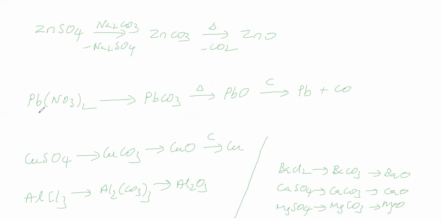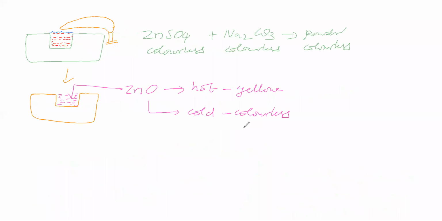Okay. Next salt we'll take. Lead nitrate is a colorless salt. Lead carbonate is colorless. Lead oxide. This lead oxide, plumbous oxide, appears brown in hot and yellow in cold. Now this we will see. The given salt is lead nitrate.